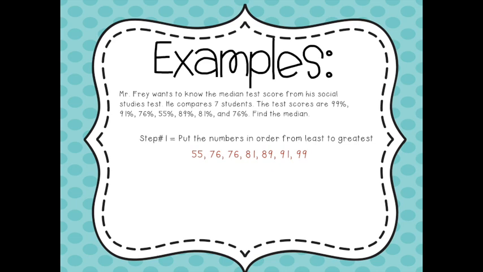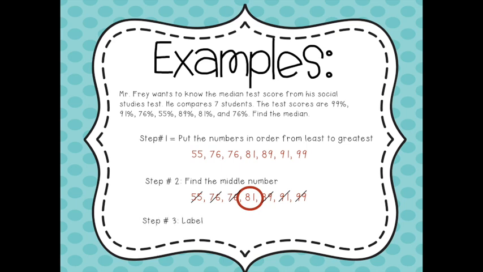All right, step 2. Working our way from the outside in, we're going to find the middle number. So, first things first, is 55 my middle number? No, it is not. Strike it out. How about 99? No, it is not. Strike it out. Is 76 my middle number? No, it is not. Strike it out. Is 91 my middle number? No, it is not. Strike it out. Is 76 my middle number? No, it is not. Strike it out. Is 89 my middle number? No, it is not. Strike it out. We're left with our middle number, which is 81. You need to make sure you label, so our answer is 81%. There you go.